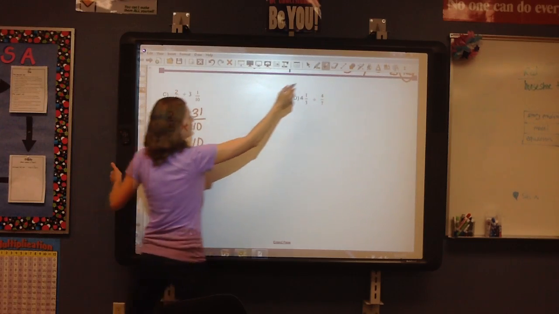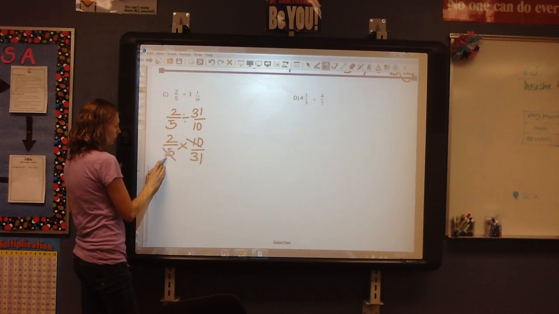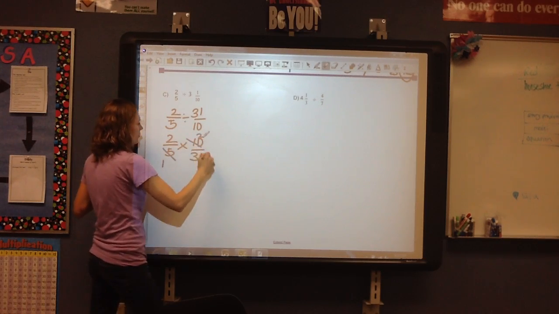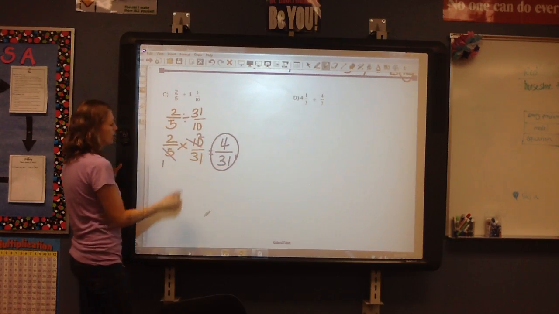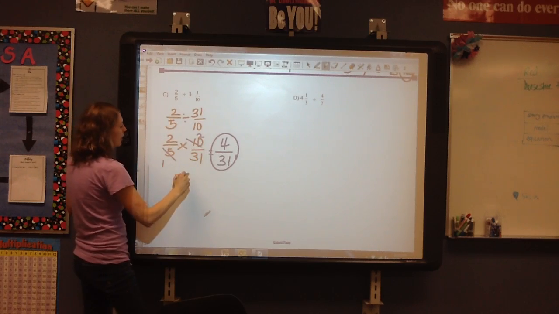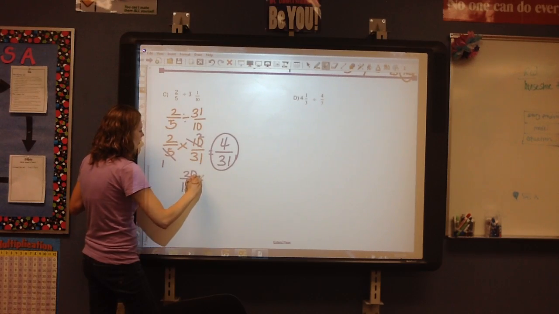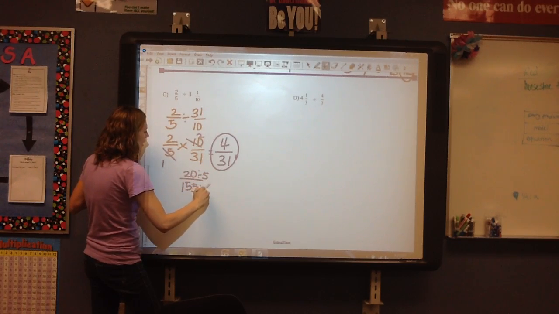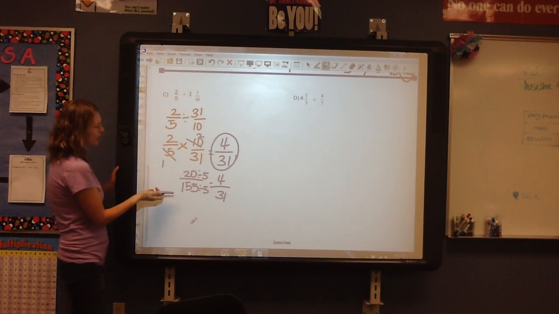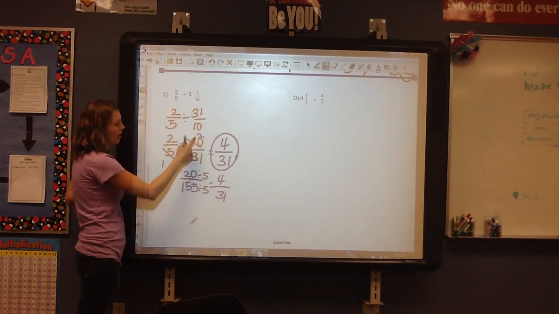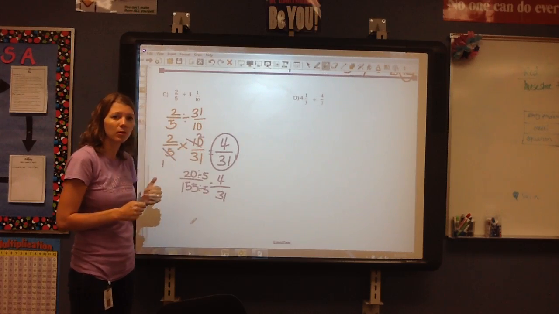And then I'm going to show how I can cross reduce. Divide both of those by 5. I get 4/31. Had I just multiplied across, I would have gotten 20/155, and then I would have to divide by 5 at the end to get 4/31. So you can see that either way, you have to divide by 5. Sometimes it might be easier as far as multiplying and give smaller numbers to multiply.